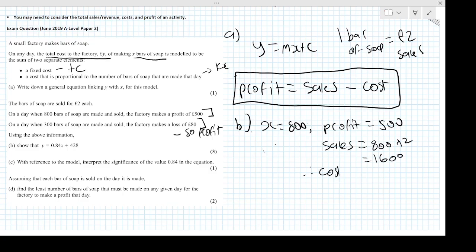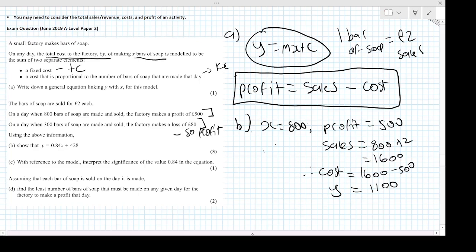Therefore, the cost, if you rearrange this highlighted equation here, is sales minus profit. So it's 1,600 take away 500. That's going to get me 1,100, and that's going to equal y, because y is the total cost. So there we are. We had to do a bit of work there to get the values that we want. But now we've got x and y, I can substitute them into this equation I found in part A. So y is 1,100 and mx is 800m plus c.